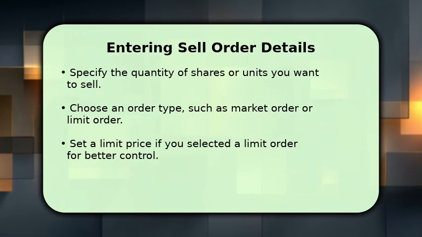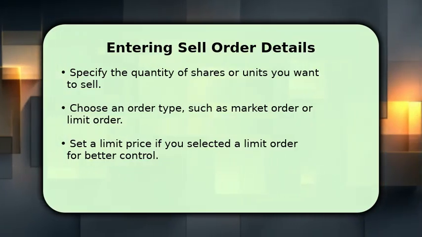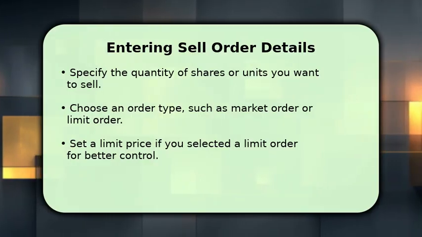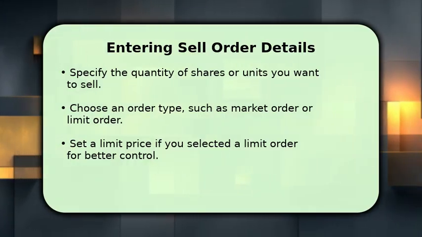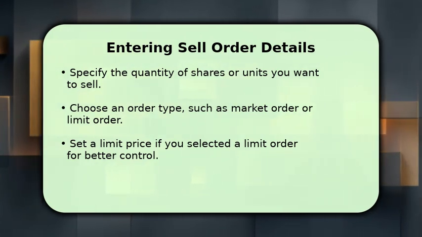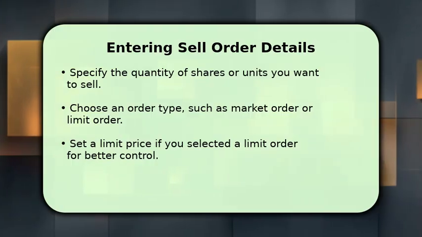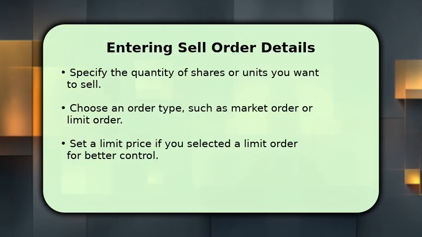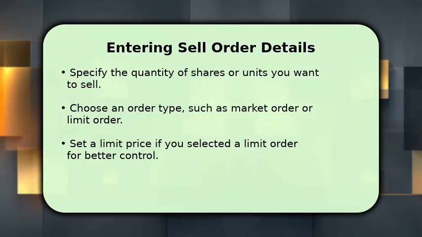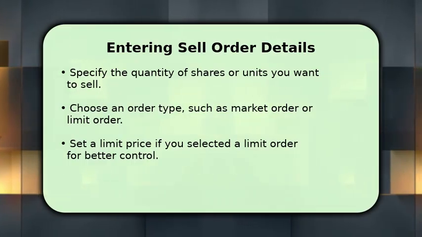Now, it's time to enter the specifics of your sell order. First, input the exact number of shares or units you intend to sell. Then, select your preferred order type. A market order executes immediately at the current market price, while a limit order allows you to set a specific price at which you want the trade to occur. If you choose a limit order, remember to enter your desired limit price.